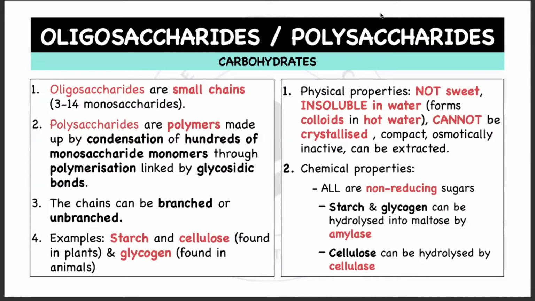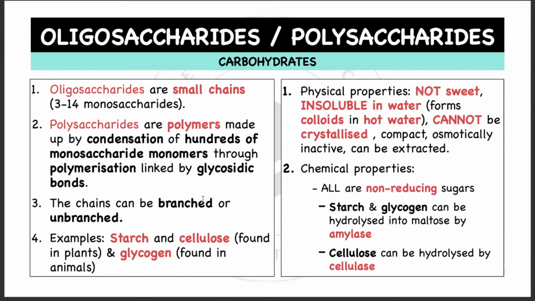A little bit about oligo or polysaccharides. Oligosaccharides are small chains and they usually contain about 3 to 14 monosaccharides, whereas polysaccharides are polymers made up by condensation of hundreds of monosaccharide monomers through polymerization linked by glycosidic bonds. So basically, oligo and poly are more than 2, but oligo you have 3 to 14 and poly is way more than that. You literally have hundreds.